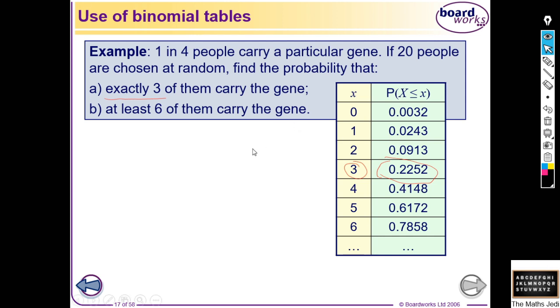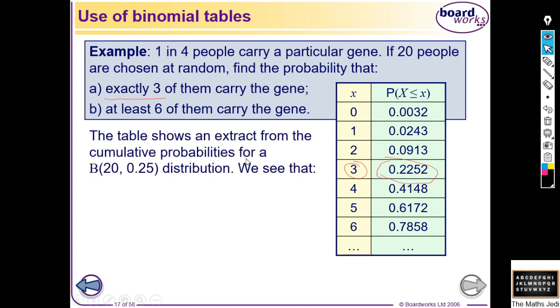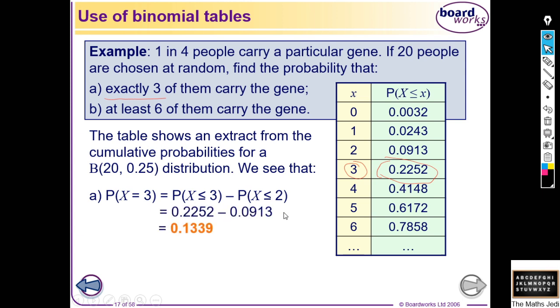So what you'll see here on the left is how that's calculated. You'll see the probability of at most 3, and the probability of at most 2, and the two probabilities are subtracted, and that leaves you with the probability of 3.